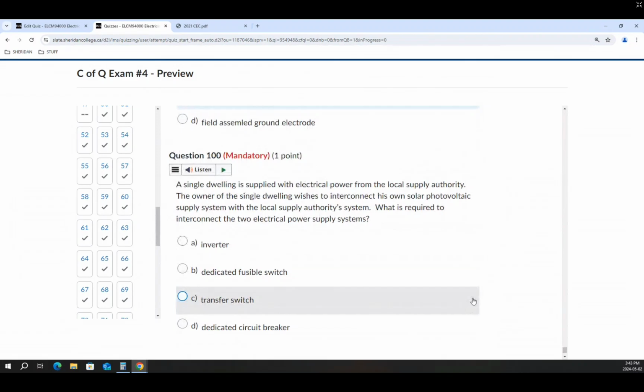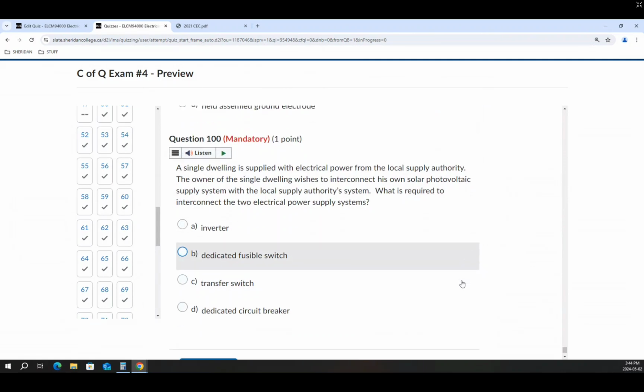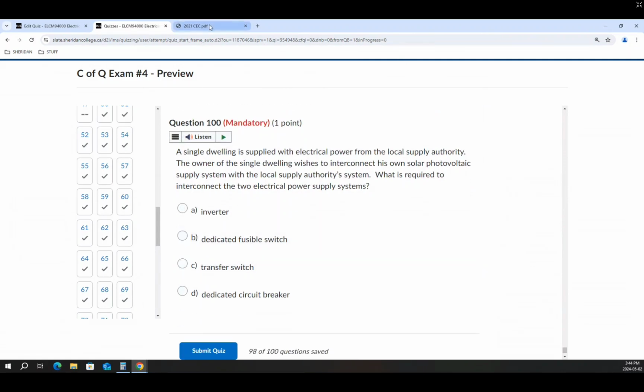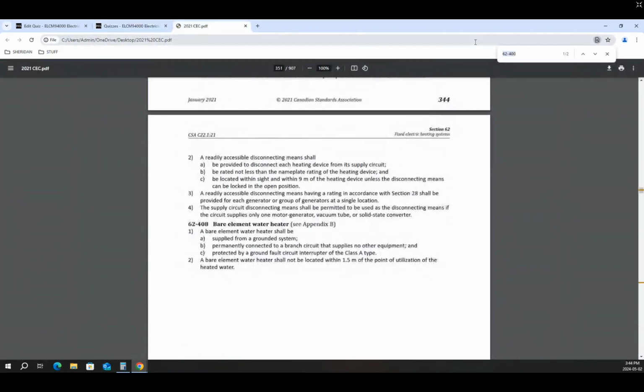A single dwelling is supplied with electrical power from the local authority. The owner of the single dwelling wishes to interconnect his solar photovoltaic local supply. What's required to interconnect the two electrical power supply systems? If we're not sure, we're going to go to Section 84.